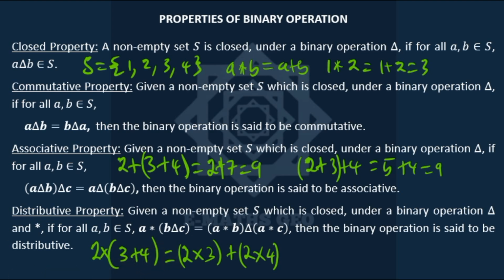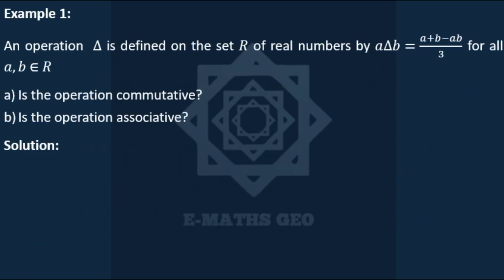So that's it. Let's look at this question. They said an operation triangle is defined on the set R of real numbers by this. So our operation is this.